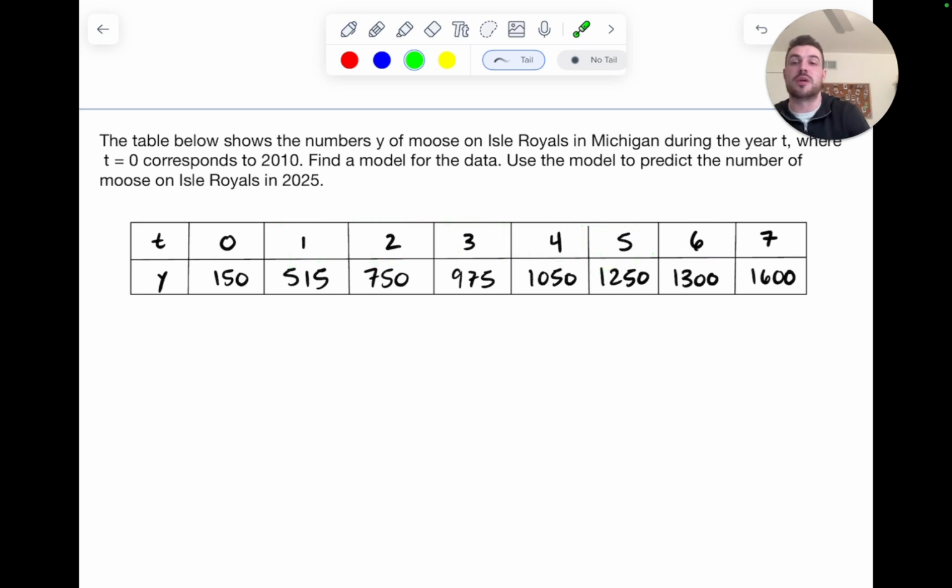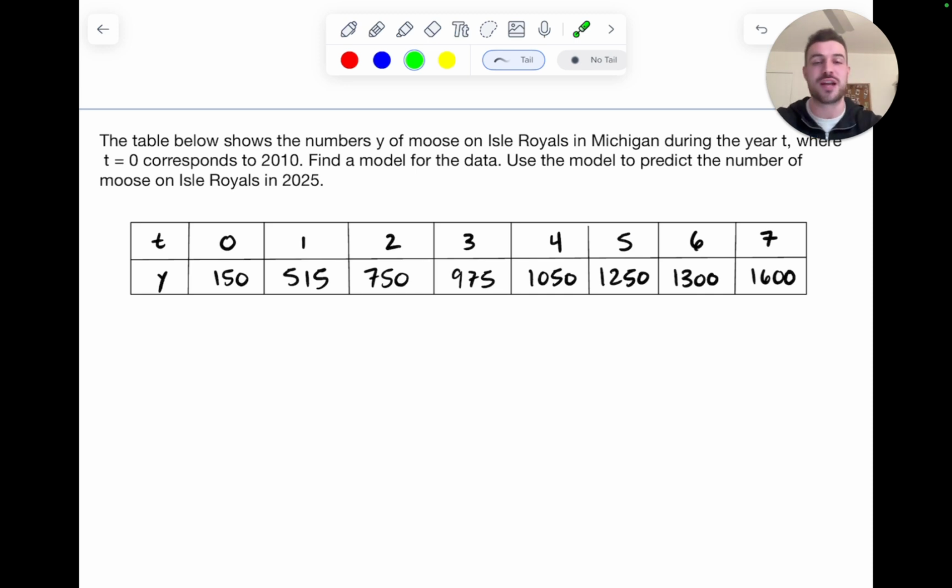So this is basically telling me that in 2010, there's 150 moose. In 2011, there's 515, so on and so forth. We're going to collect this data, and I want to try to come up with a regression model so I can make predictions. That's the importance of regression models.